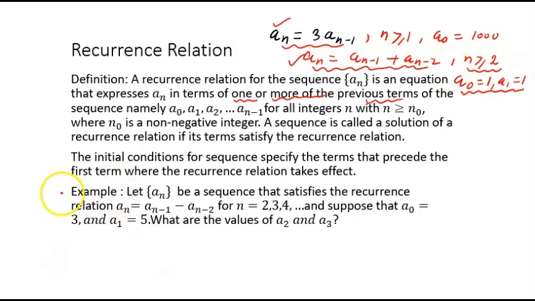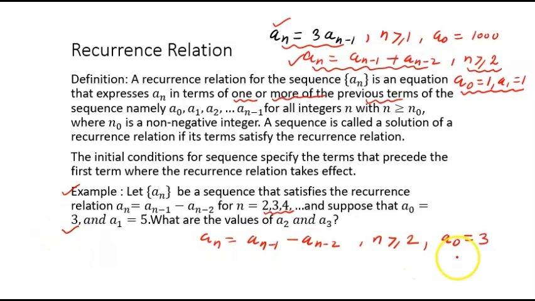Before we move ahead, let us quickly look at this problem. Let a_n be a sequence that satisfies the recurrence relation a_n is equal to a_(n-1) minus a_(n-2), taking effect at n equal to 2, meaning this is true for n greater than or equal to 2. I need to know the value of a_0, which is 3 as given in this problem, and the value of a_1, which is 5, also given. They are asking us to find the value of a_2 and a_3.